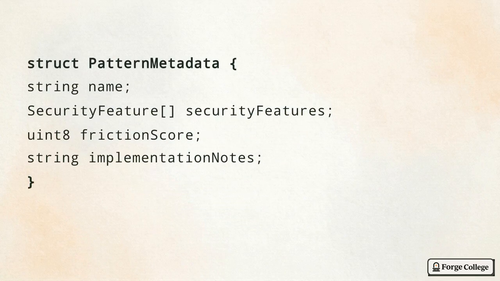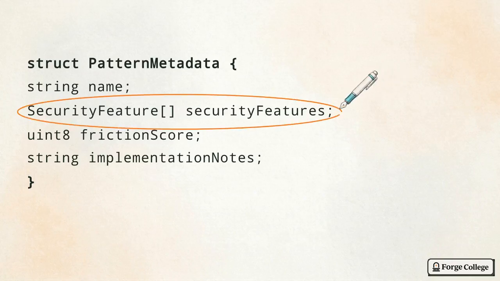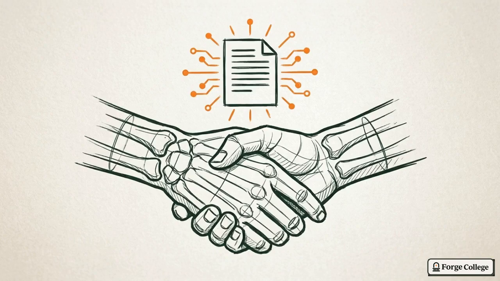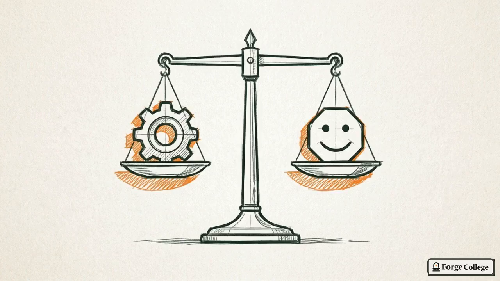It tracks the pattern's name and explicit security features via an enum. Next, we attach a friction score, mapping back to our graph. Finally, implementation notes track hidden engineering costs, like helper contracts, Oracle dependencies, and gas overhead. This struct serves as a concrete contract between the product team and the engineering team. It ensures everyone agrees on the exact technical cost of a user experience decision.